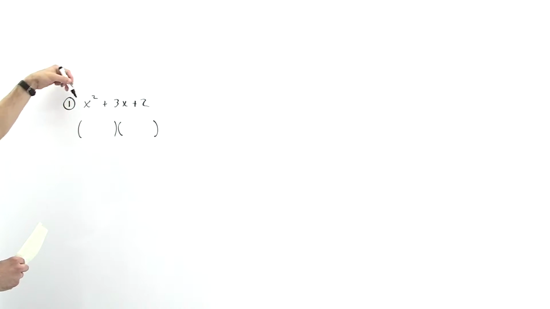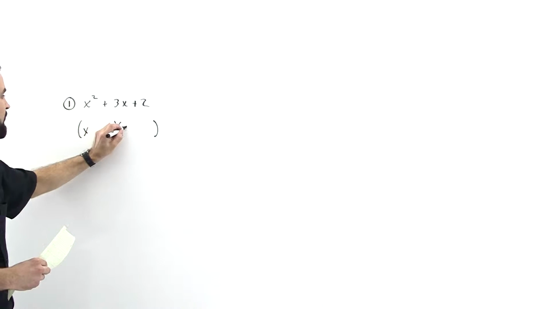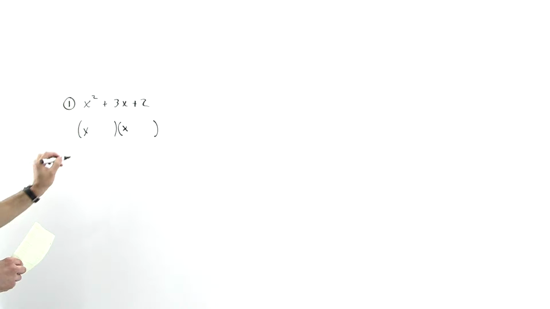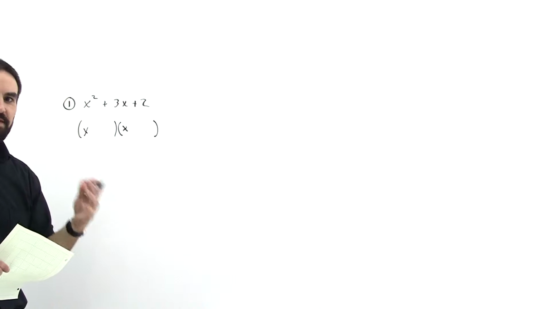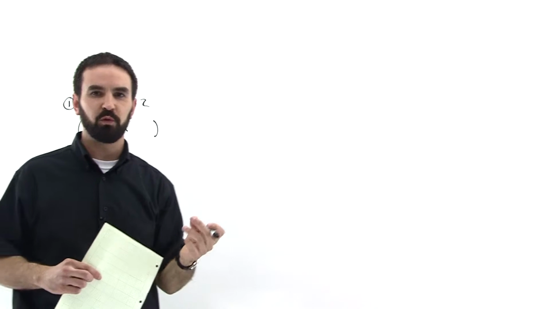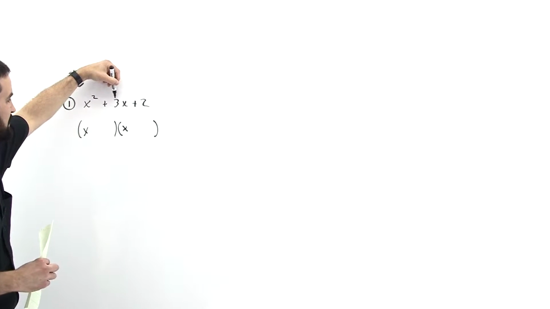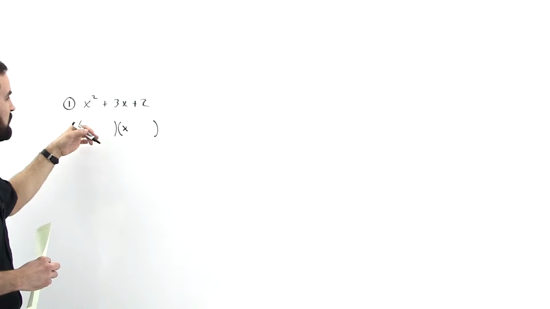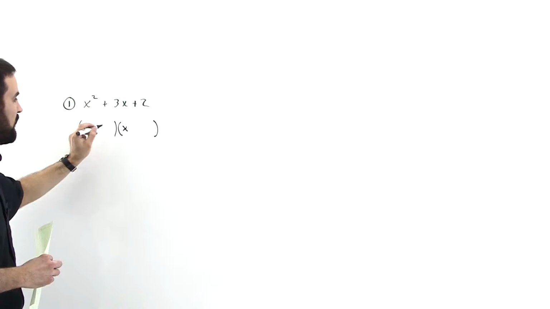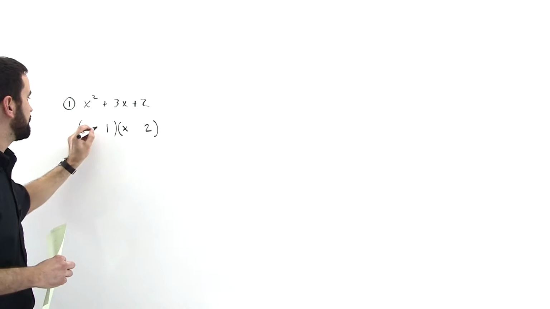So then the product of the two first terms has to be equal to this. So this is x and x. And then the product of the two last terms has to be equal to 2. But then the sum of them has to be equal to the middle coefficient, right? So the coefficient in the middle term is 3. So 1 plus 2 is equal to 3, and 1 times 2 is equal to positive 2. So that works. So 1 and 2.